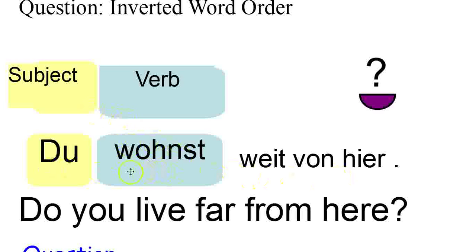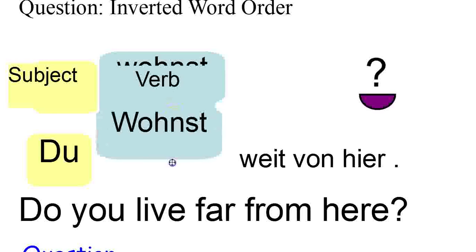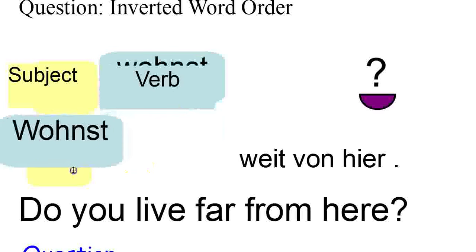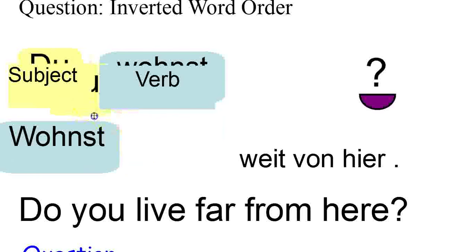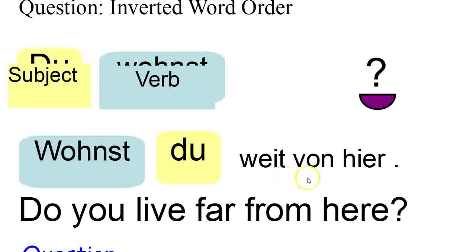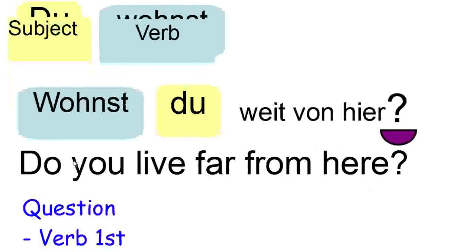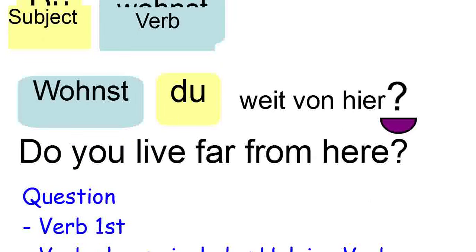We are going to flip these elements. So I'm flipping the elements. Ooh. Now we have the verb before the subject. Wohnst du weit von hier? Question mark. So we want to make sure we change our punctuation, of course. So now instead of saying you live far from here, you're saying do you live far from here?